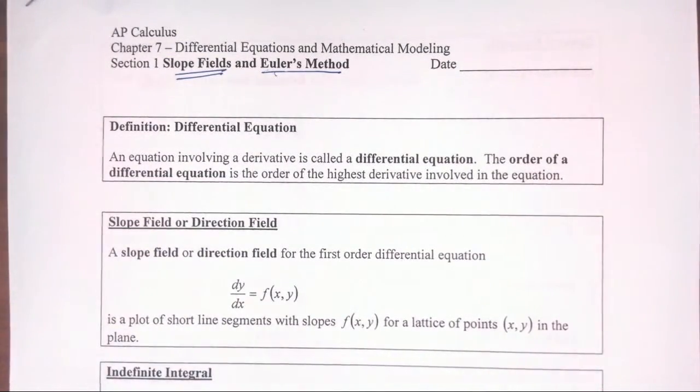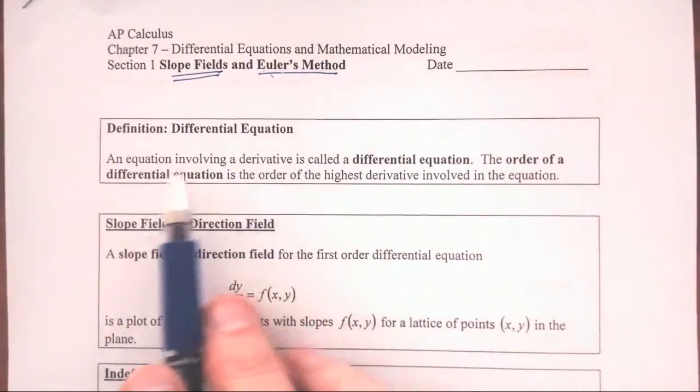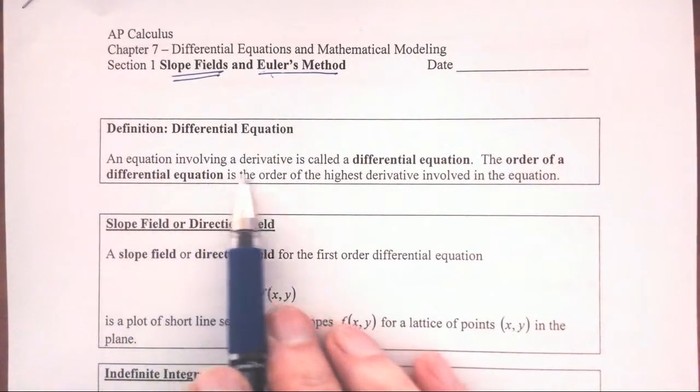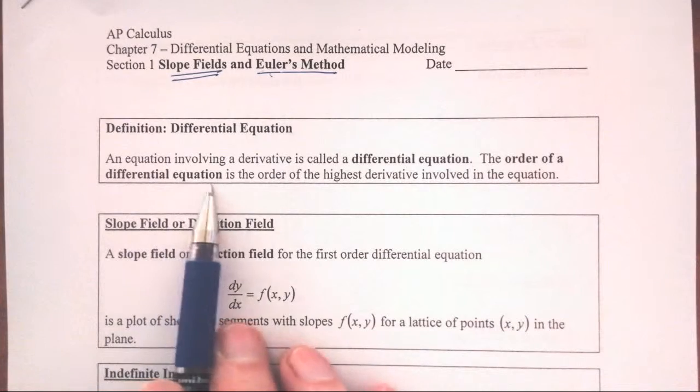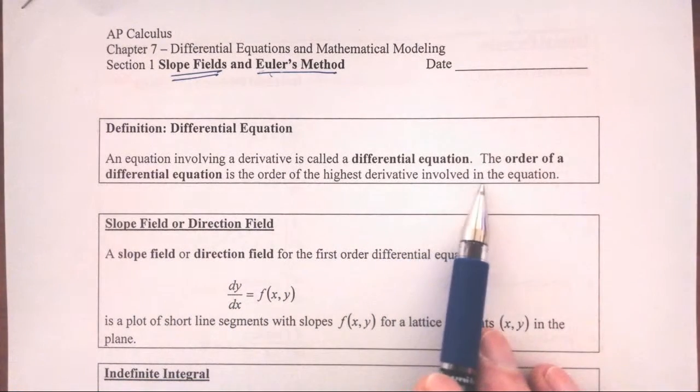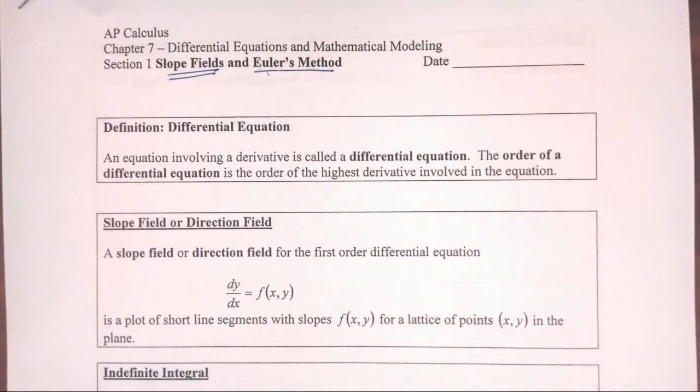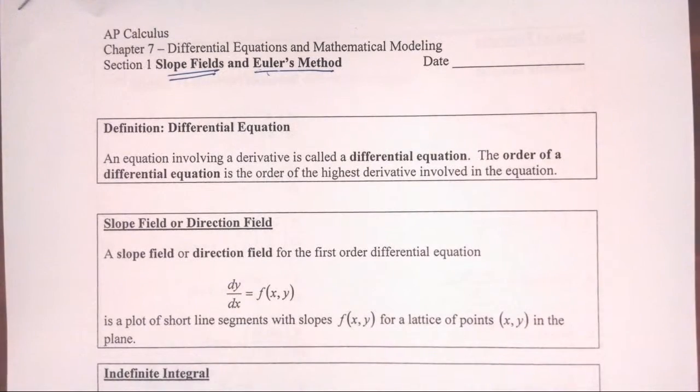So we start off with the definition, differential equation. Well, this makes pretty much sense. An equation involving a derivative is called a differential equation. The order of the differential equation is the order of the highest derivative involved in the equation. Perhaps we have a third derivative, that would be an order 3.